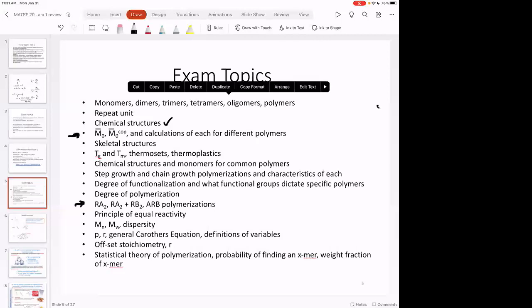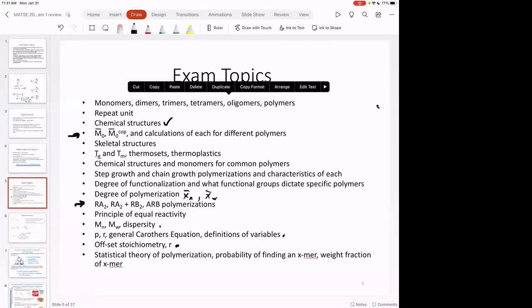You know what degree of polymerization is, and of course we have XN and X bar W. They mean slightly different things because they relate to different parts of the molecular weight distribution. How to calculate molecular weights and dispersity, what all those things mean. Carruthers equation, R and P, you've had a lot of practice on that.